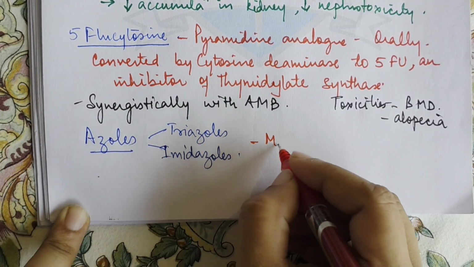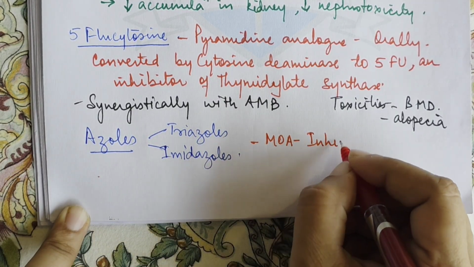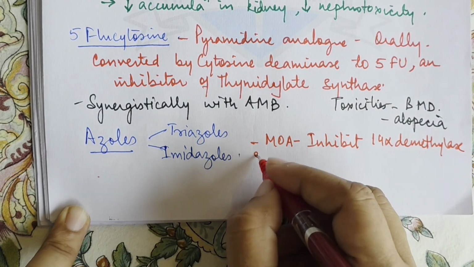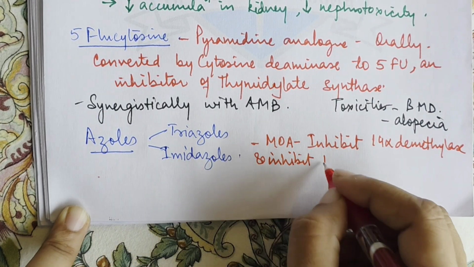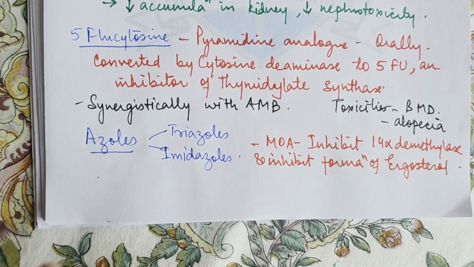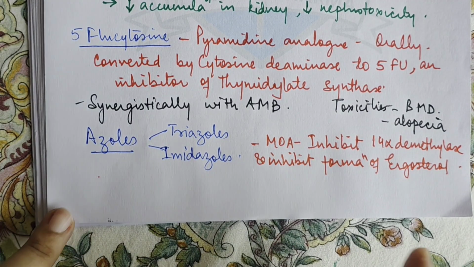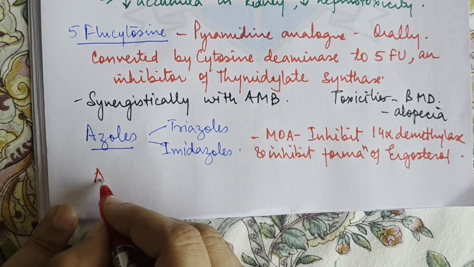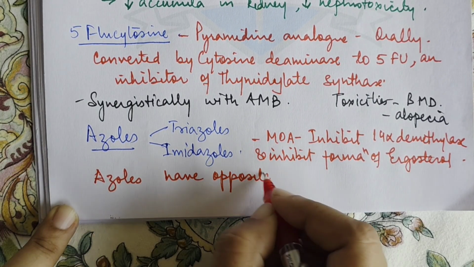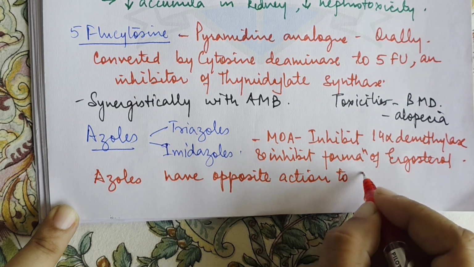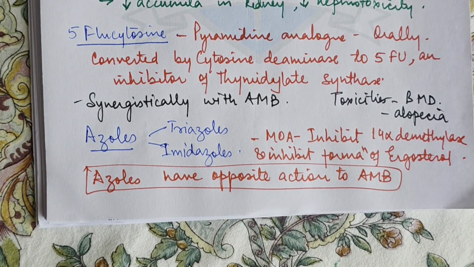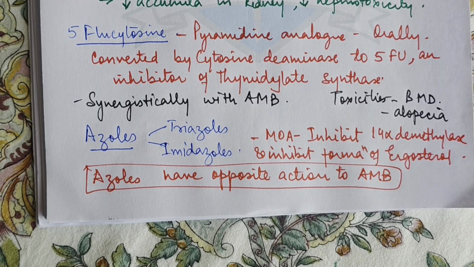Now the mechanism of action is that they inhibit the enzyme 14-alpha demethylase and inhibit formation of ergosterol, which plays a very important role in the formation of the cell membrane. So because of this, they are not used together. Azoles have opposite action to Amphotericin B, so they are not used together, because they inhibit the formation of ergosterol and Amphotericin B needs ergosterol to produce its action.